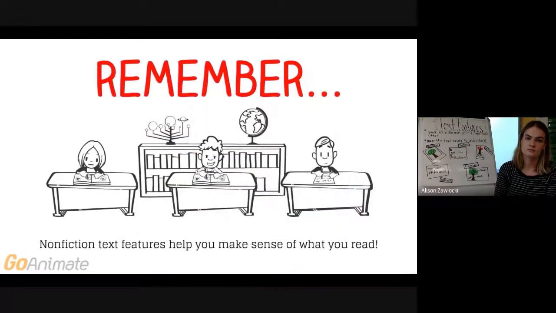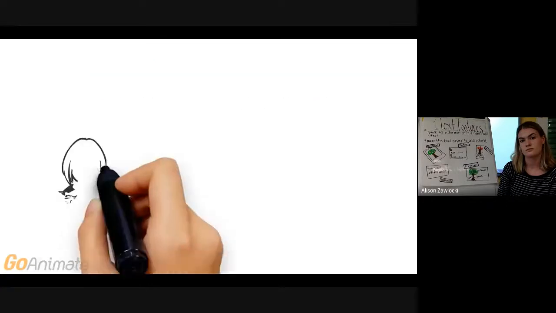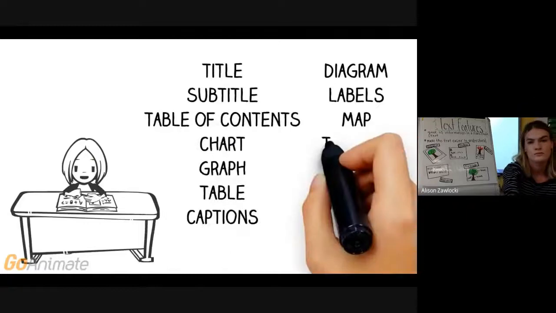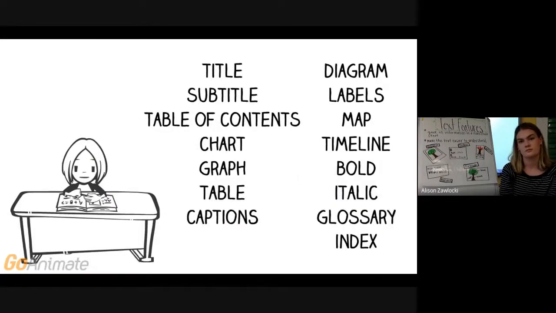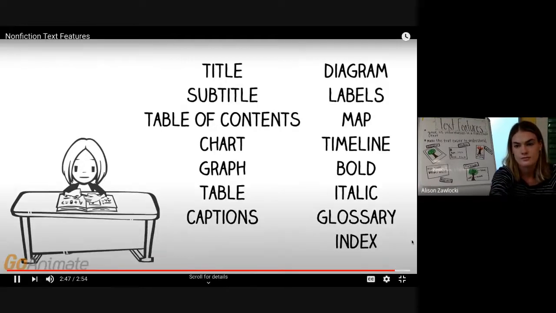Nonfiction text features are the things found in nonfiction materials that help you make sense of what you read. Let's look at the text features we've learned so far. Title, subtitle, table of contents, chart, graph, table, captions, diagram, labels, map, timeline, bold, italic, glossary, index.